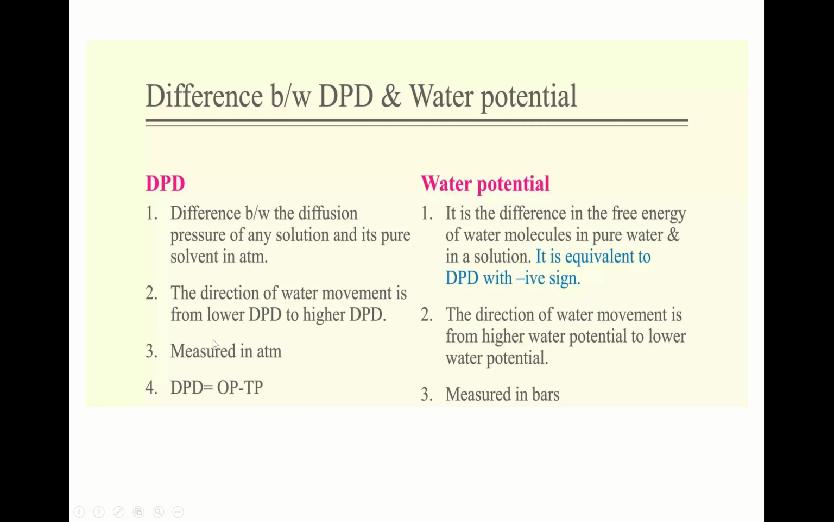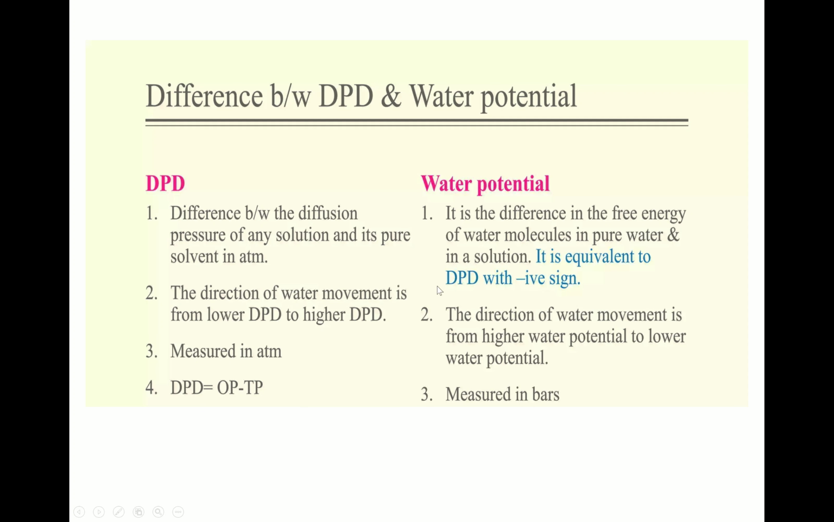So the direction of the water movement here is from lower diffusion pressure deficit to the higher diffusion pressure deficit. In case of diffusion pressure deficit, you should know that there will be less diffusion, so that is why it is deficit. Less diffusion means movement of water molecules from higher concentration to lower concentration is less. So it is almost the reverse of diffusion, from lower diffusion pressure deficit to the higher diffusion pressure deficit.